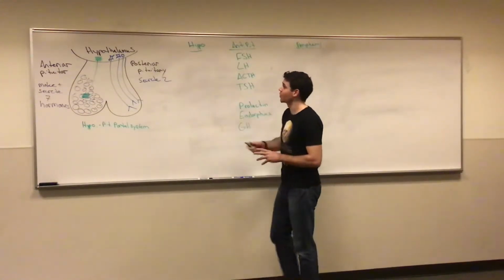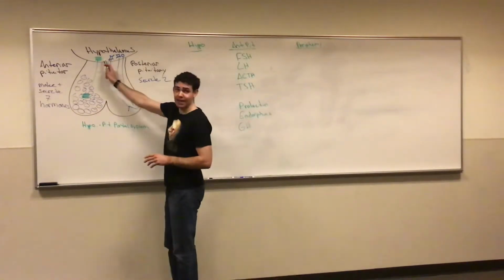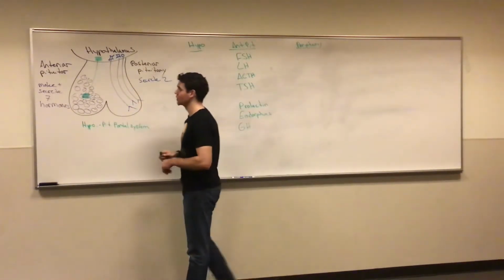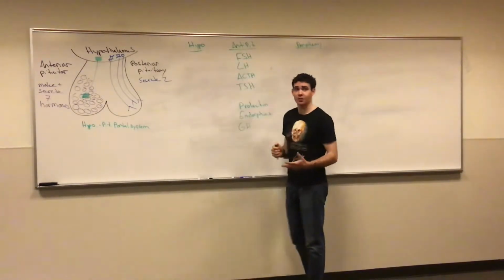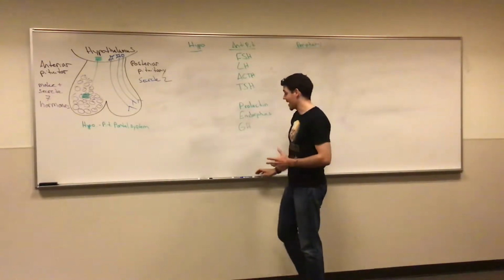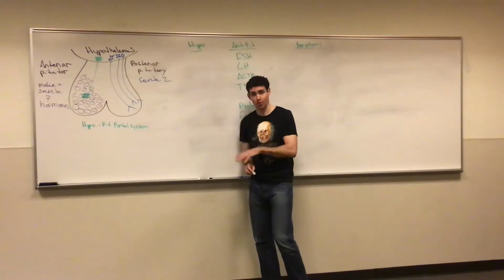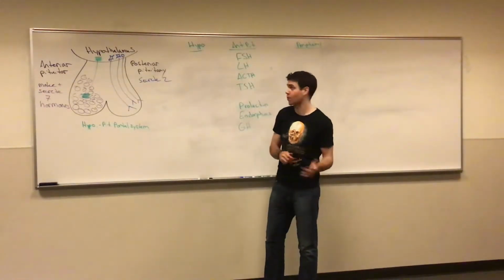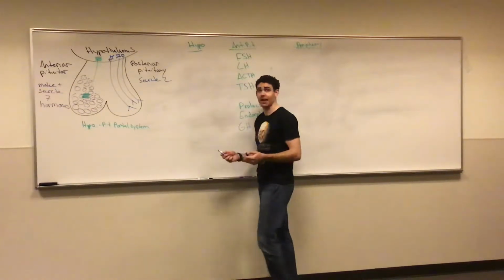So as I said before, there are hormones in the hypothalamus that get released, and then they cause the release of hormones in the anterior pituitary. So that is called a tropic hormone. So a hormone causing the release of another hormone is a tropic hormone. And so that's what we have in the hypothalamus.